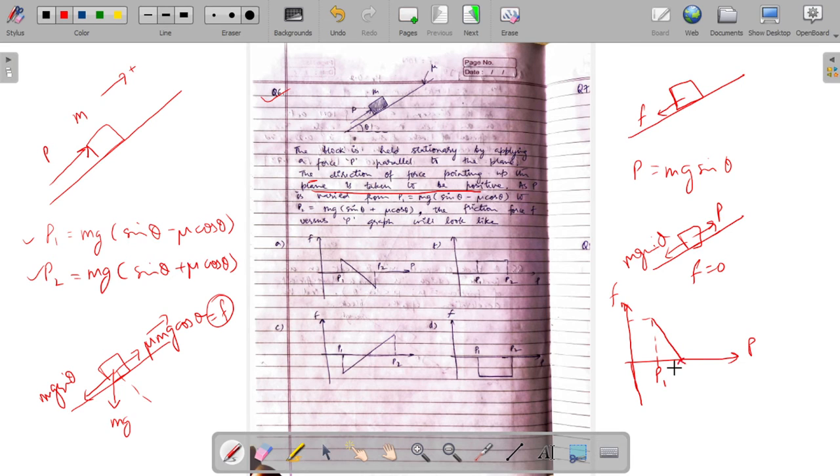Then the value of applied force comes to mg sin theta as P grows from this value, and then friction won't be required. And when the value of P exceeds mg sin theta, friction would start acting in downward direction, and it would reach some maximum value. So the graph should look something like this. That is option C.